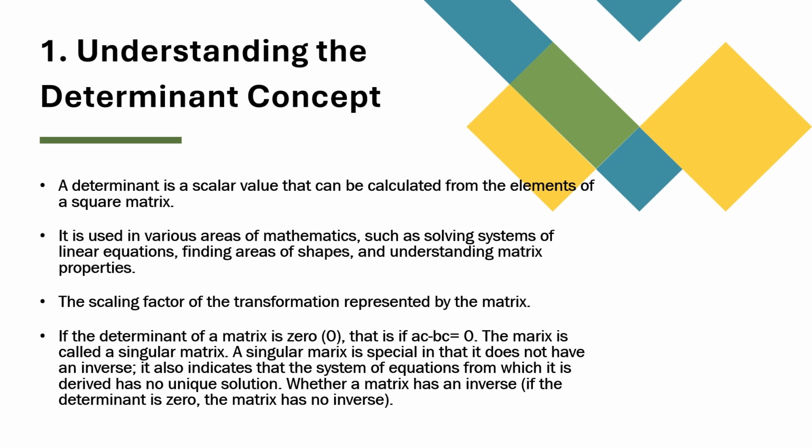If the determinant of the matrix is 0, that is if AD minus BC equals 0, the matrix is called a singular matrix. A singular matrix is a special matrix in that it does not have an inverse. It also indicates that the system of equations from which it is derived has no unique solution. If the determinant is 0, the matrix has no inverse. Like this example.